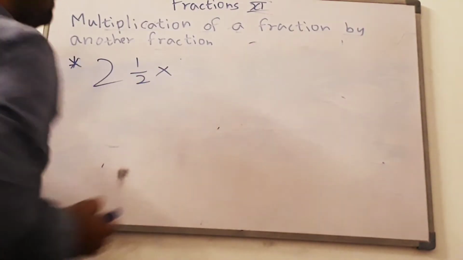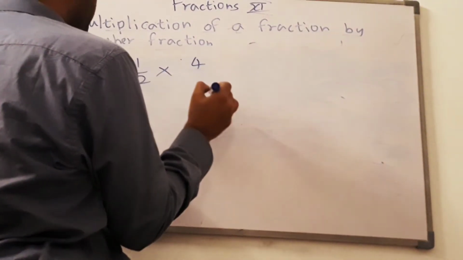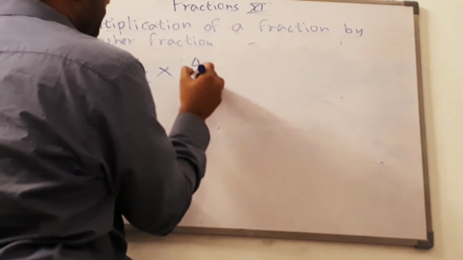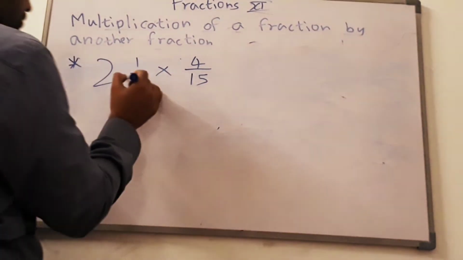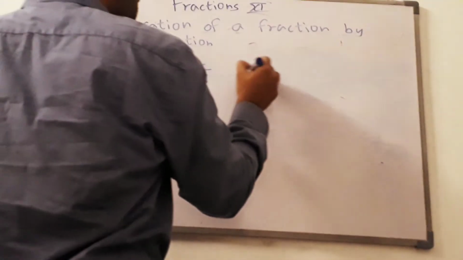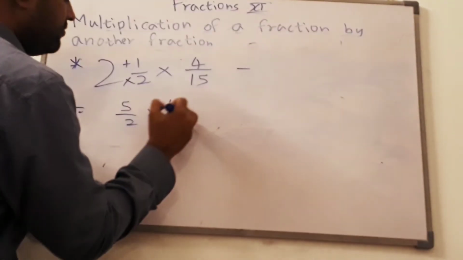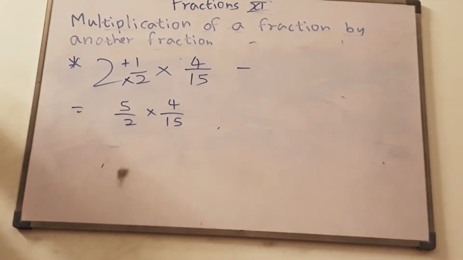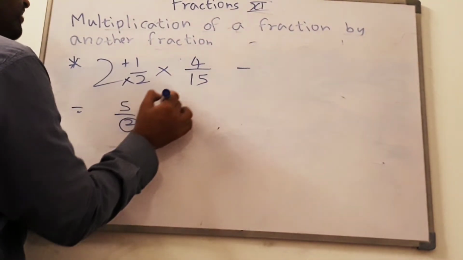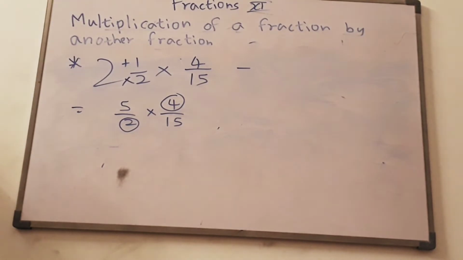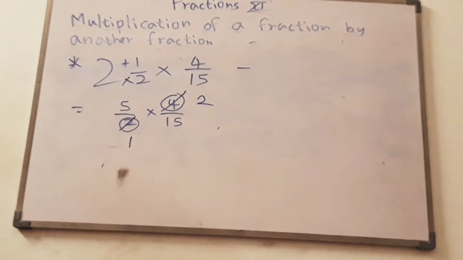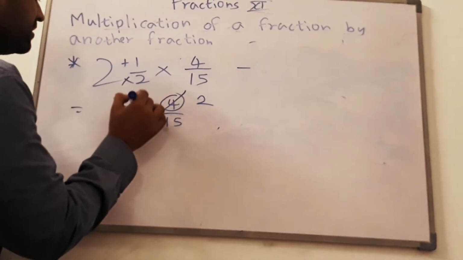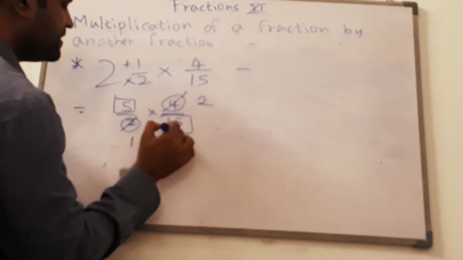2 and 1/5 times 4 out of 15. Okay. 2 times 2 plus 1. Okay, 2 times 2 means 4 and 1, 5 out of 2 times 4 out of 15. How can we simplify? 2 and 4 can be simplified by 2. Both have 2 as the factor. 1, 2 and 2 2's. And 5 and 15 also, 5 acts as the common factor.